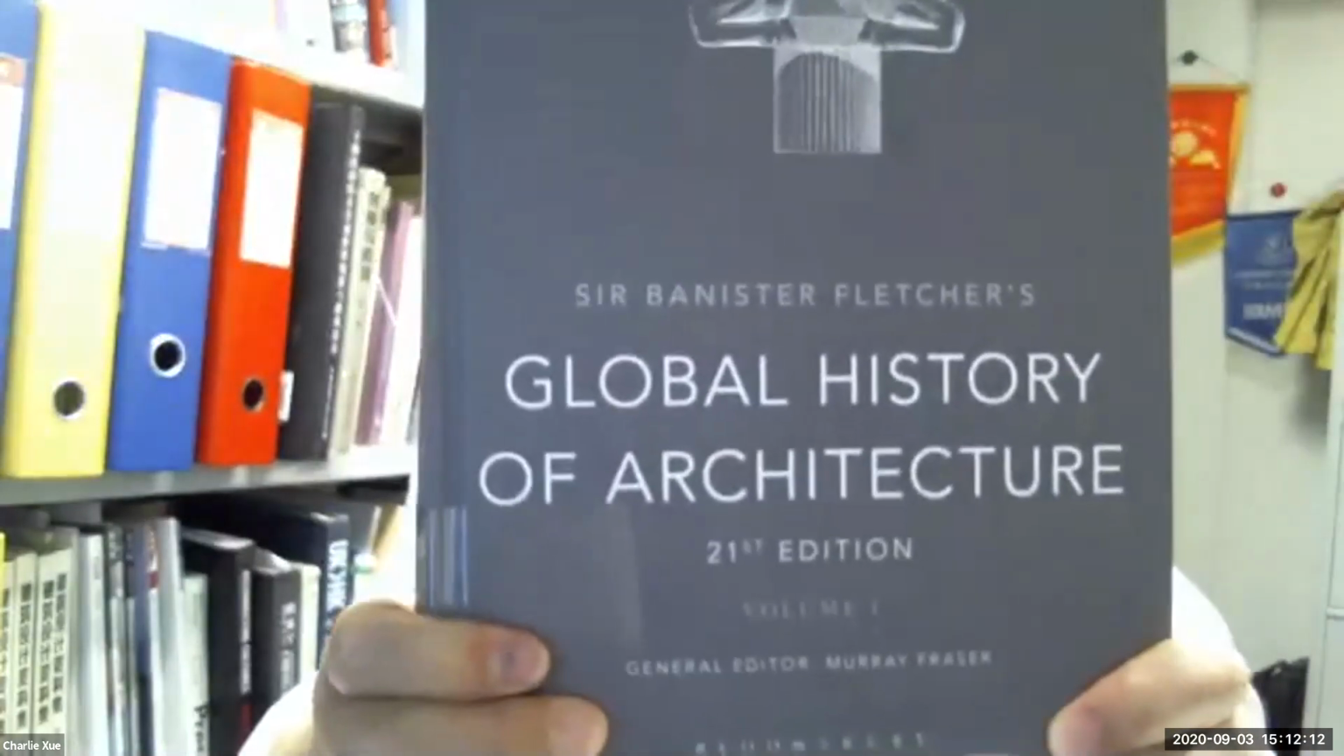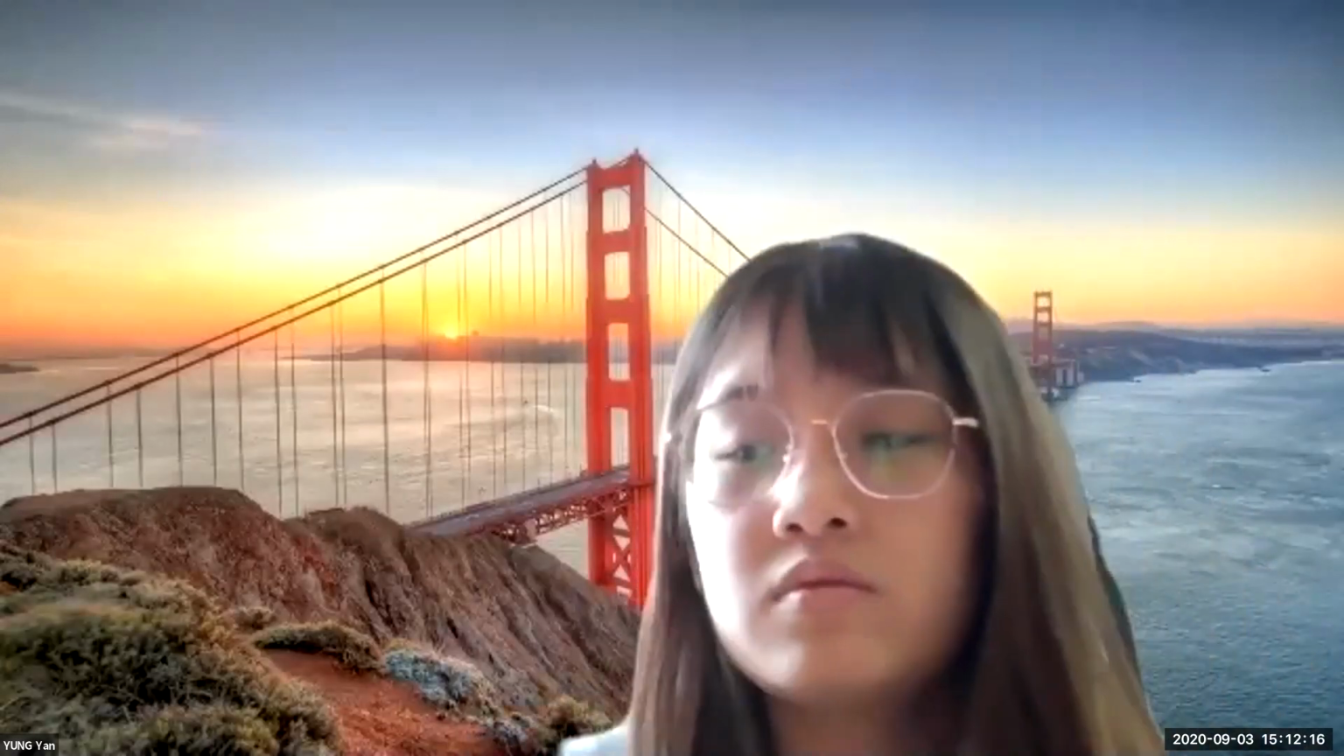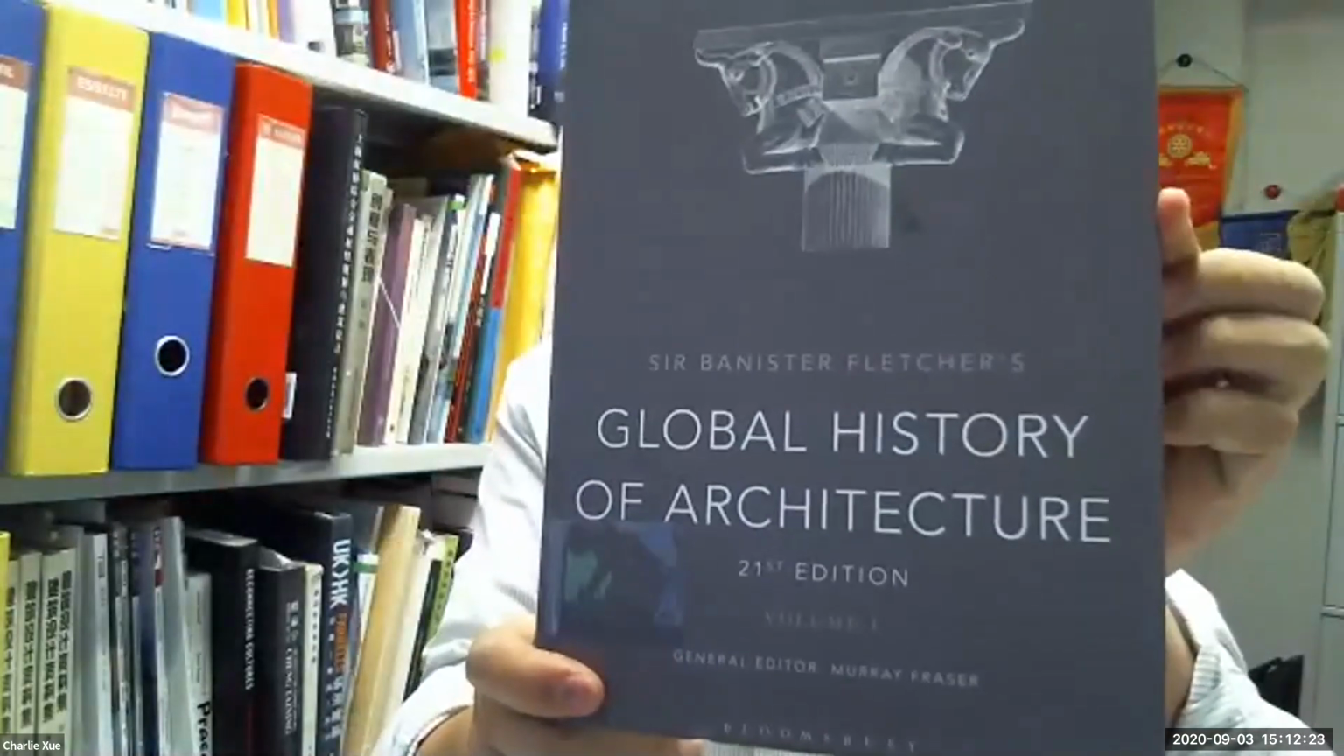Okay. Please, and this book, I'll show you some books. Can you see the title? This book is actually like a brick. This book is newly published. It's Global Architecture History, the 21st edition. This book was first published in 1896, more than 120 years ago. Now it is the 21st edition, and people continuously rewrite it. This edition has 2 volumes. I borrowed volume 1 from our library. This book also includes China, Asia, Japan, all the world. So it's global architecture history.